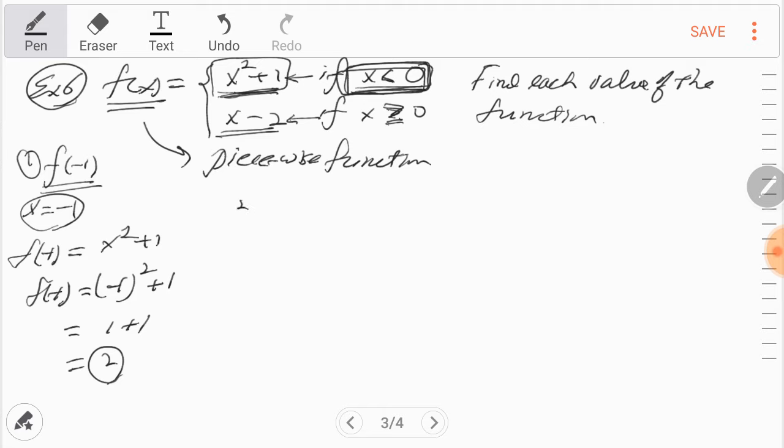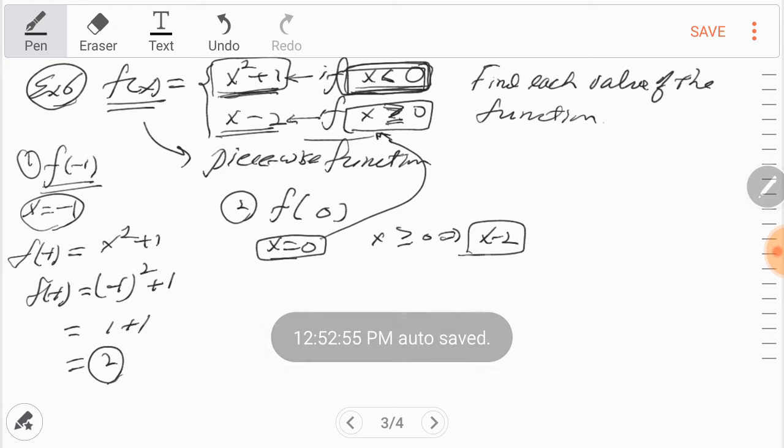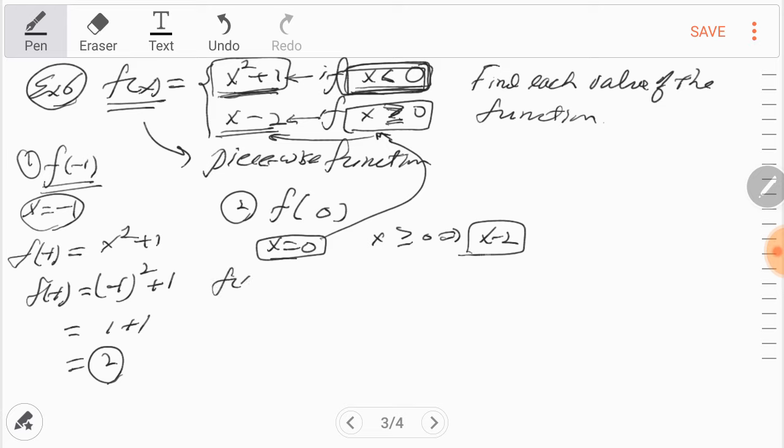Okay, how about another example? f of 0. Then x is 0. Then this satisfies the second condition, x is greater than or equal to 0. So we have to use the expression x minus 2. So f of x equals x minus 2. We have to use this. So f of 0 is equal to 0 minus 2. So the value is -2.